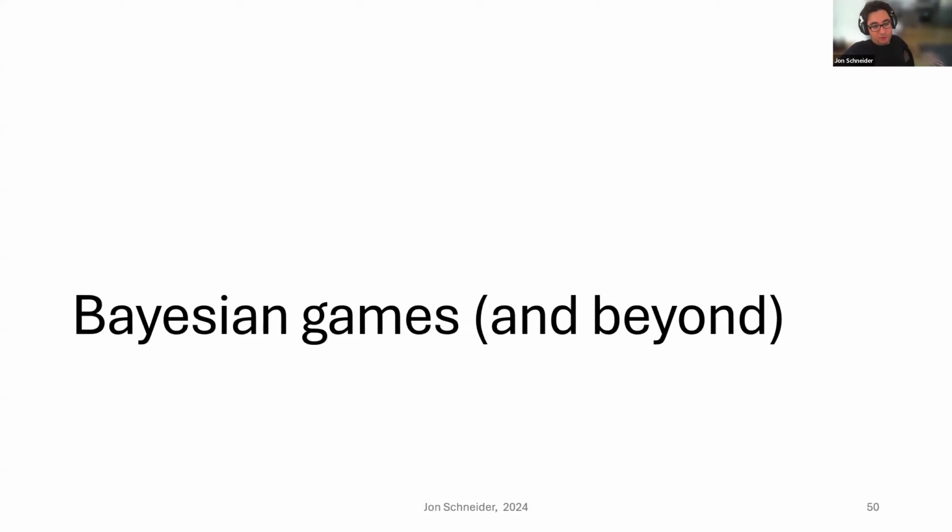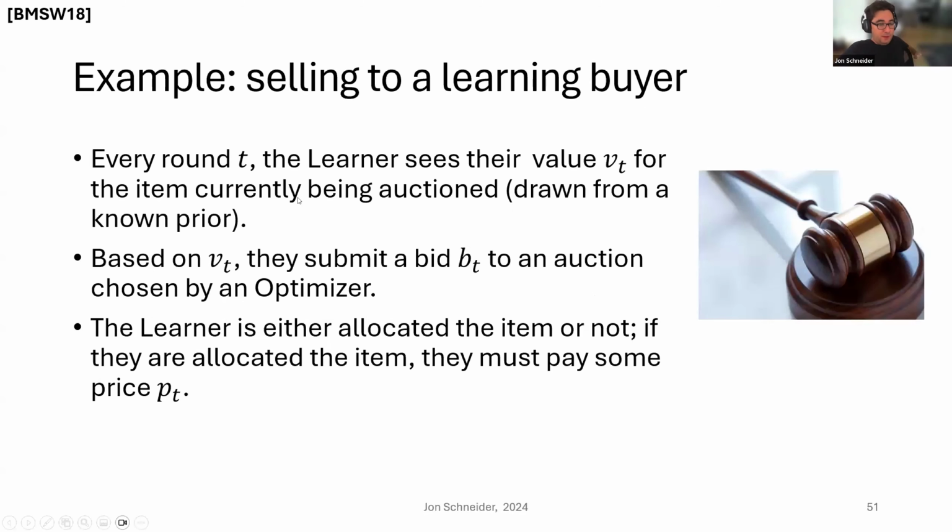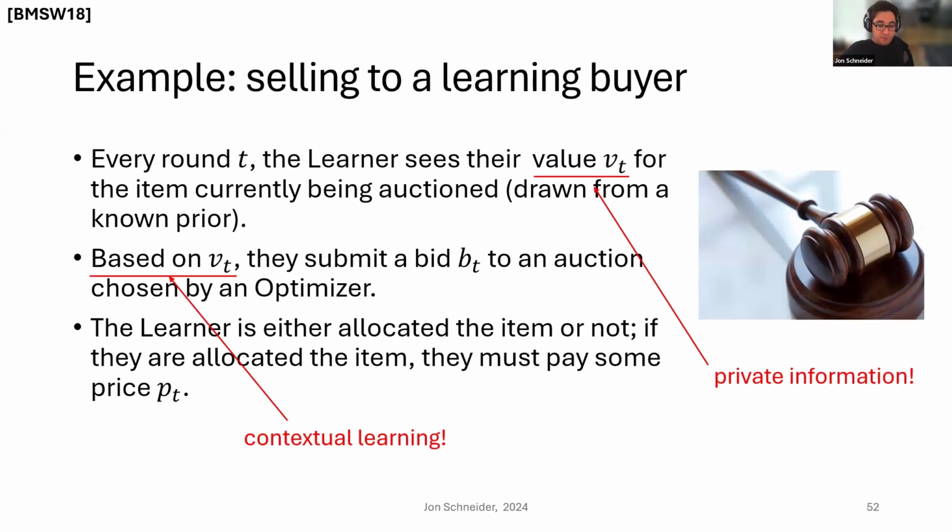Since we only have 4 minutes, I'm going to go through this section on Bayesian games really quickly. Feel free to look at the slides at your leisure. But the main thing I want to say is that the original motivating examples for this line of work were in fact Bayesian games. In this auction example, there's private information the learner has, which is their value for the item every round. And the learner is actually doing some sort of contextual learning where they see the value every round and want to choose their action based on that.